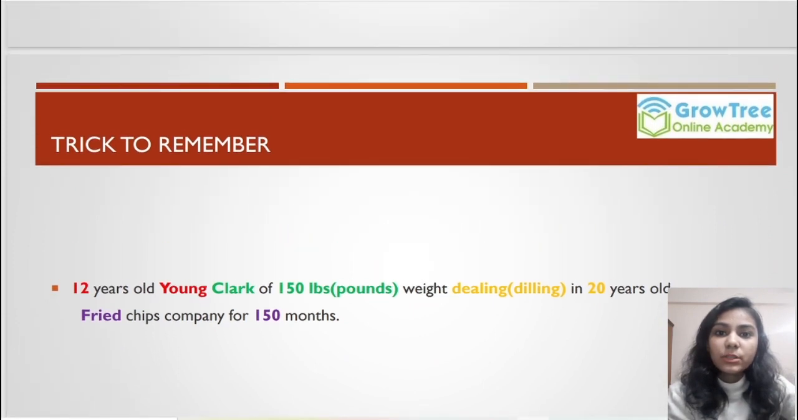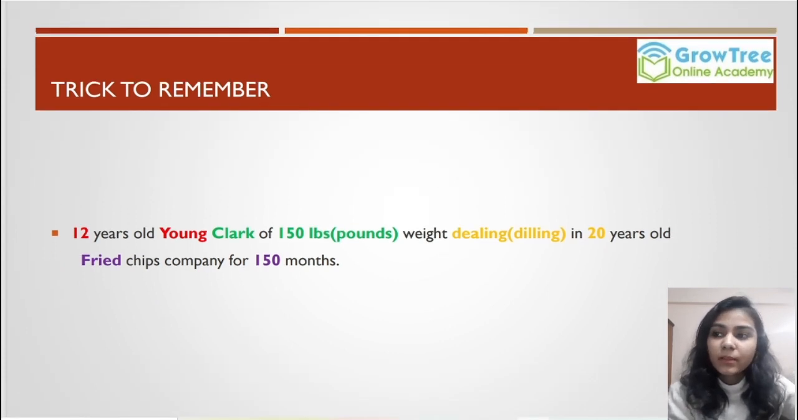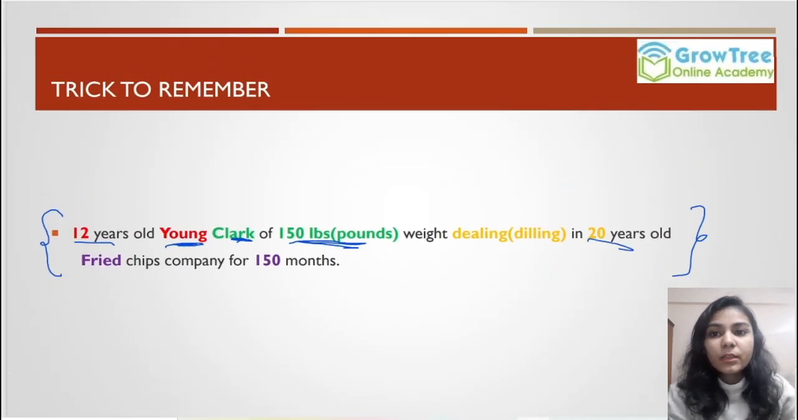Now talking about the trick which I told you about in the beginning. You need to learn this statement which says: 12 years old young clerk of 150 pounds weight dealing in 20 years old fried chips company for 150 months. Here 12 years is related to young, that is Young's formula. 150 pounds is related to Clark's formula. 20 years is related to Dilling's formula, and 150 months is related to Fried's formula.